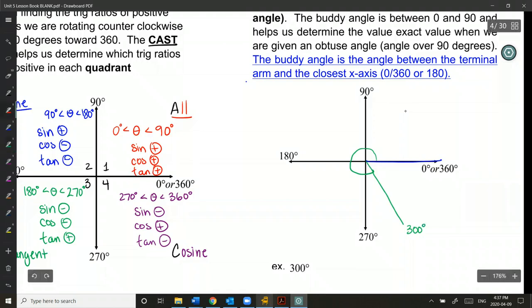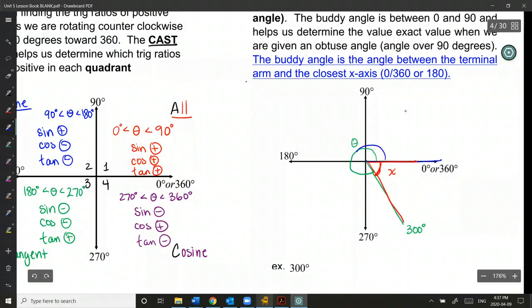Now, my reference angle is going to be the angle that's formed with the closest horizontal and my terminal arm. So that's actually this angle right here. That's my buddy angle. Let's call that x. If this is theta and theta is 300, then x must be the distance in this little slice right here.